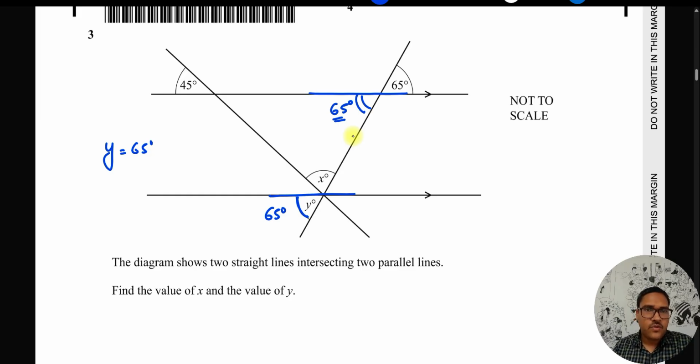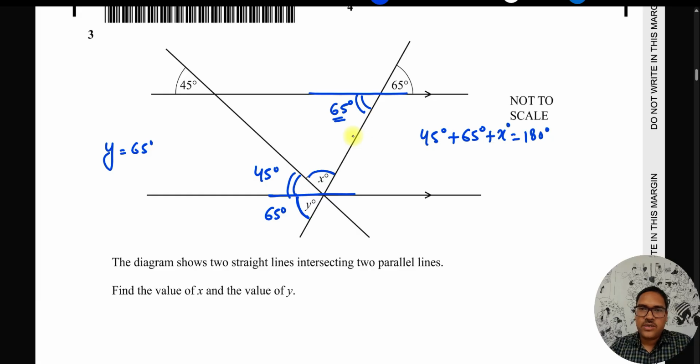So for x, we can say this is 65. There are different ways to solve it. I can say this is 45, so this is also 45, because again this angle and this angle are corresponding angles, correct? So this is 45, this is 45, and the sum of all these angles should be equal to 180 degrees, because this is an angle on a straight line. So 45 degrees plus 65 degrees plus x should be equal to 180 degrees, correct?